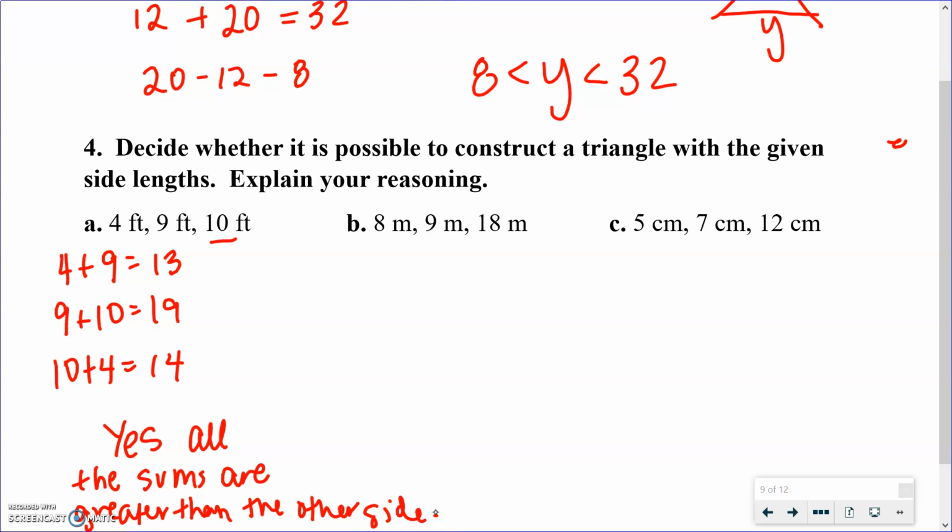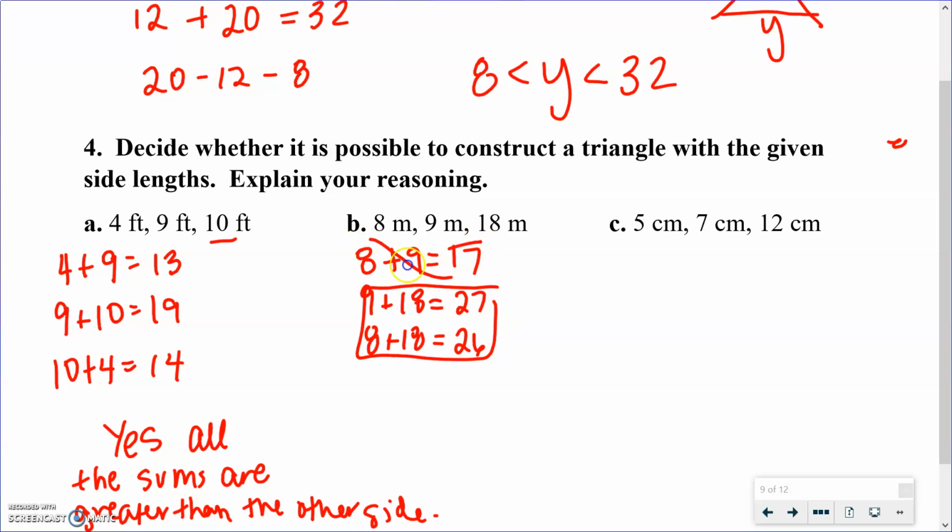Okay, so we can try this one. So we do 8 plus 9, 9 plus 18, and 8 plus 18. Okay, so 8 plus 9 is 17, 9 plus 18 is 27, and 8 plus 18 is 26. Okay, so these two work, but this one does not, because 17 is less than 18. So these cannot be a triangle because 17 is less than 18.